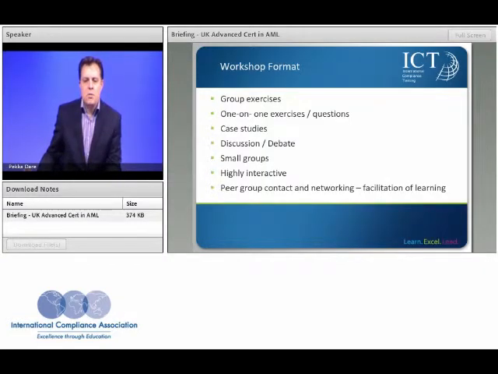So the workshops themselves are really engaging and delivered by experienced practitioners in a very interactive fashion. They're a mixture of practical group exercises, case studies, and discussions. They're run in small groups, so they're highly interactive. And look, they're a great opportunity to develop your peer network and benchmark and meet people from other sectors and the public and private sector, including law enforcement and regulators.